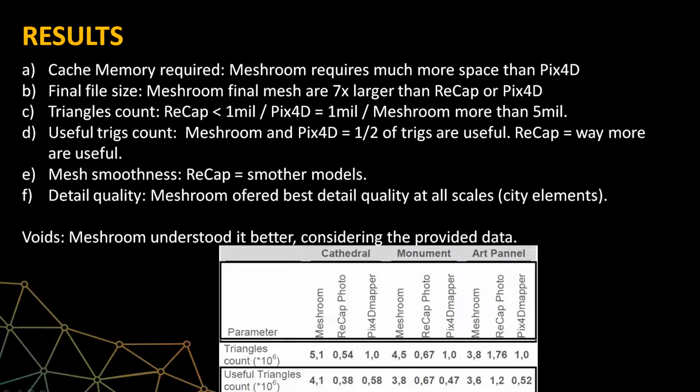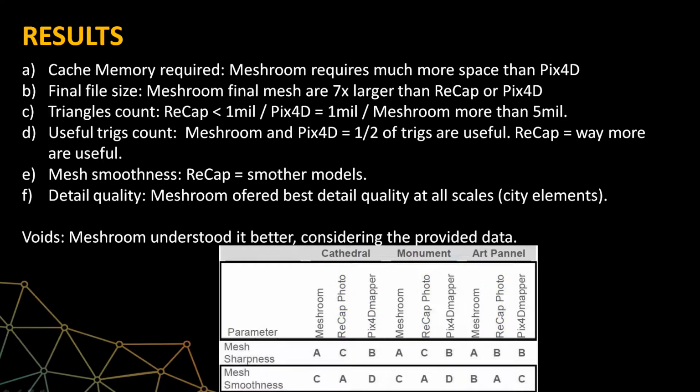From that, we also evaluated how many of those triangles are useful, meaning that those triangles are being used to create the object of interest mesh and not noise or surrounding meshes that are not related to the point of interest. Mushroom and Pix4D have about half of the triangles useful. But Recap has a way better understanding of what is the point of interest, and so most of the triangles in Recap are useful triangles.